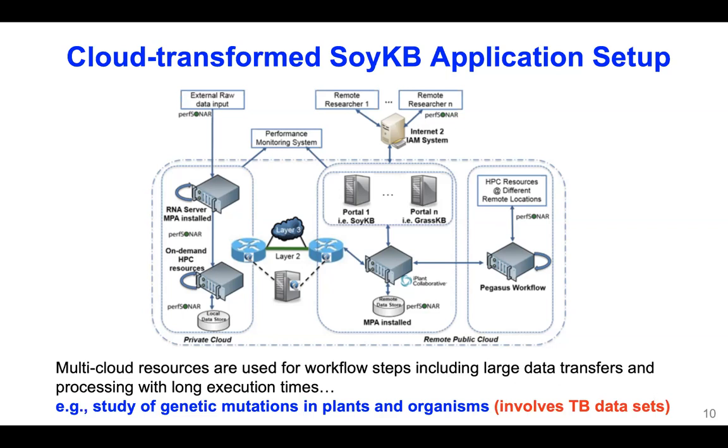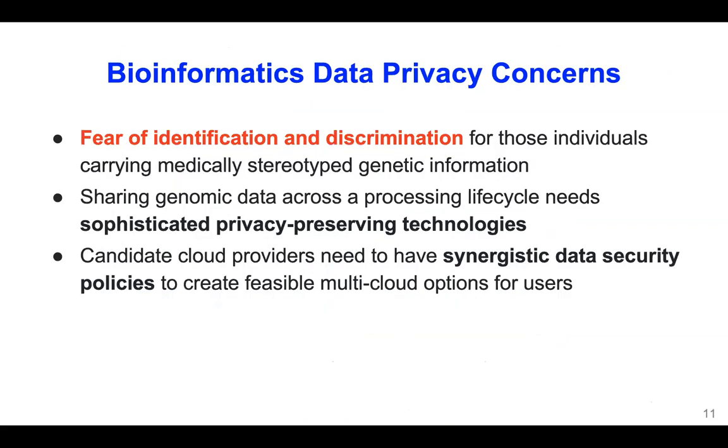And it could involve data transfers and processing of a lot of data that takes a lot of time to execute on these distributed resources. And as this processing is happening, and this is a very important area in the bioinformatics field of genomic data processing, obviously there are fears of how this data itself can be used for identification, discrimination of individuals who have these stereotyped genetic information medically.